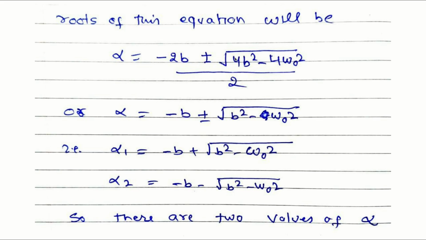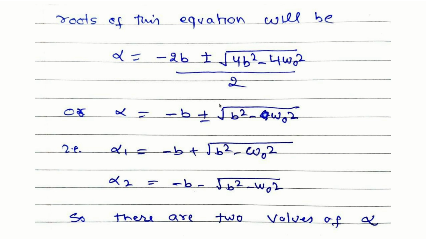Inside the under root there is a common factor 4, so we can take it outside the square root. Taking the under root of 4, that is 2, common, there remains b square minus omega naught square inside the under root. In the upper portion 2 is common in both terms, so it can be cancelled with the lower 2. So alpha equals minus b plus minus under root of b square minus omega naught square.